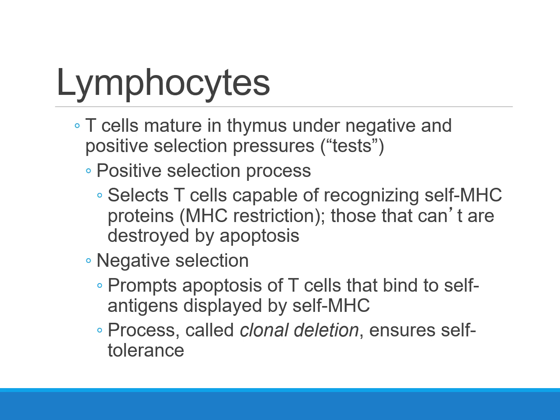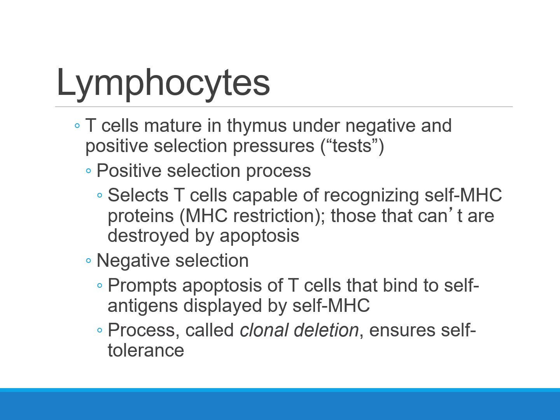T cells that mature in the thymus undergo both negative and positive selection pressures or tests. The positive selection process selects for T cells that are capable of recognizing self proteins. Those that are not able to are destroyed. In other words, these cells could potentially attack your own cells, so they're destroyed. The ones that aren't able to recognize which cells belong and which don't belong are 86'd.